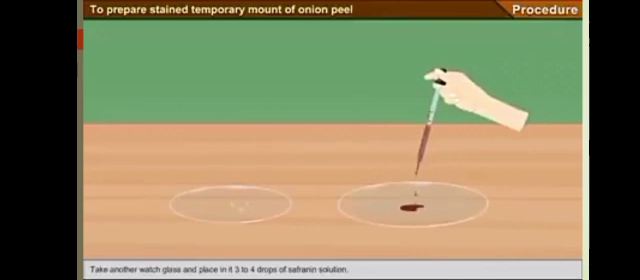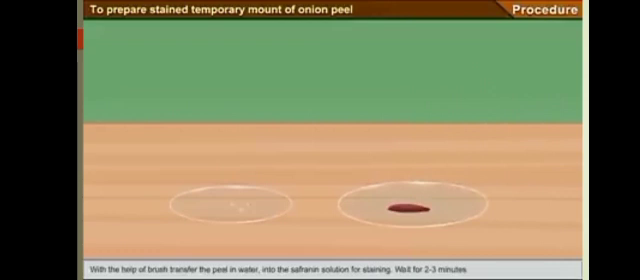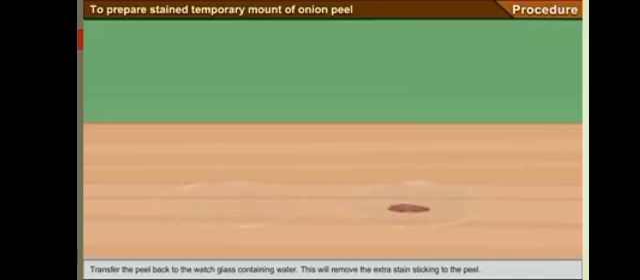Then we will take another watch glass where we will put some amount of safranin solution. Then by using a brush we will take a small portion of the onion peel into the safranin solution and we will wait for 2 to 3 minutes. After 2 to 3 minutes we will take one watch glass having distilled water in it and then we will put the onion peel there so that the extra stain will be removed from the peel.